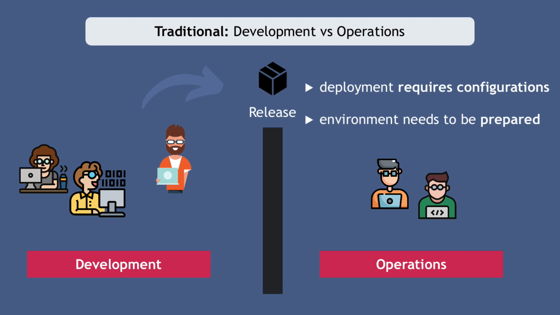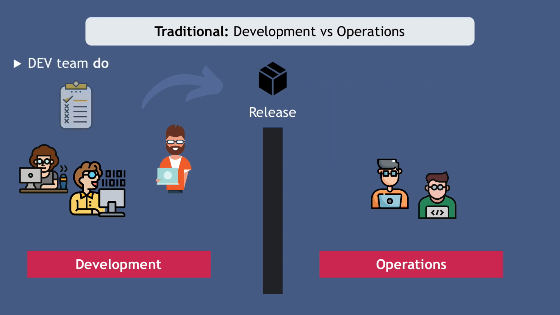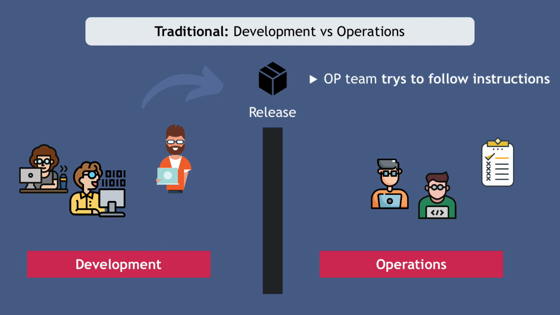So in the traditional software development process, in this ineffective process, what happens is the development team documents the instructions of how to deploy the application and then hands over the built artifact of the application, together with the instructions of how to deploy that, to the operations team.